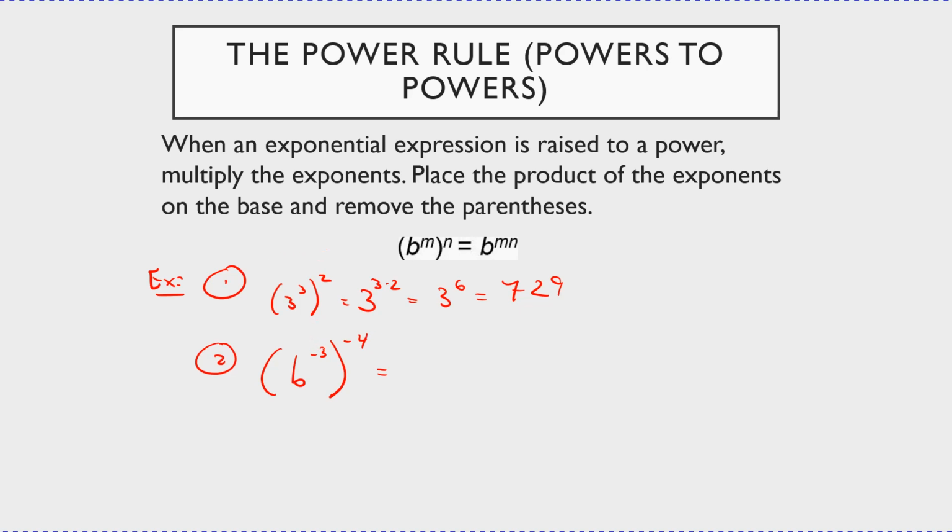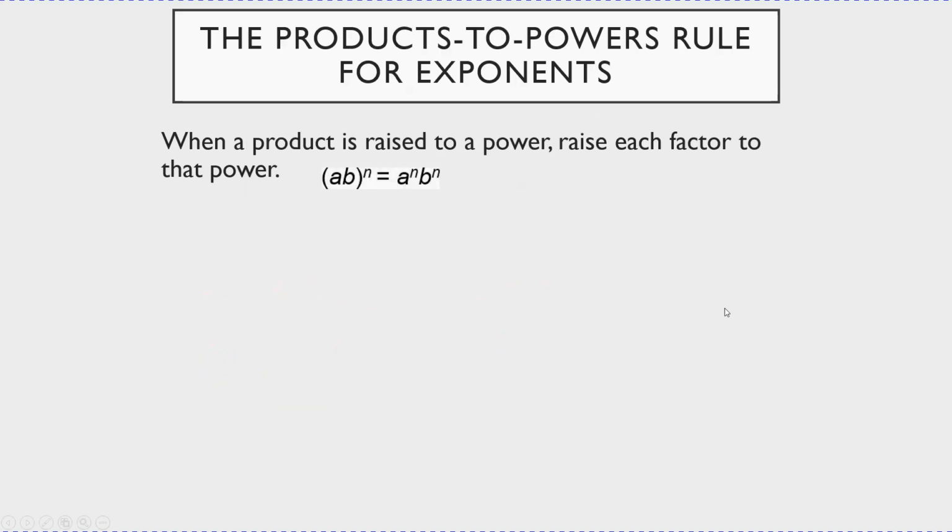Power to a power, it doesn't matter if they're positive or negative, you're going to multiply them. So this is b to the negative 3 times negative 4. Check this out. Negative times a negative becomes a positive, and this is just b to the 12th. Okay. Let's expand on this now.